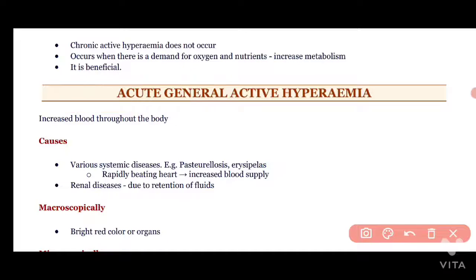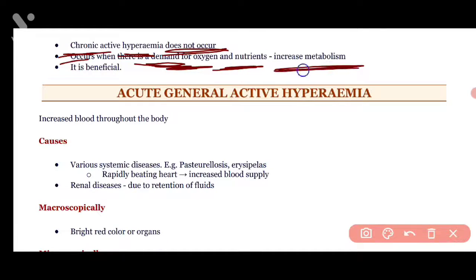In active hyperemia, chronic active hyperemia does not occur, and it occurs when there is demand for oxygen and nutrients, that is, to increase metabolism. Whenever there is a need for increased metabolism, the system wants more supply of oxygen and nutrients. The supply of oxygen and nutrients is carried through the blood itself.